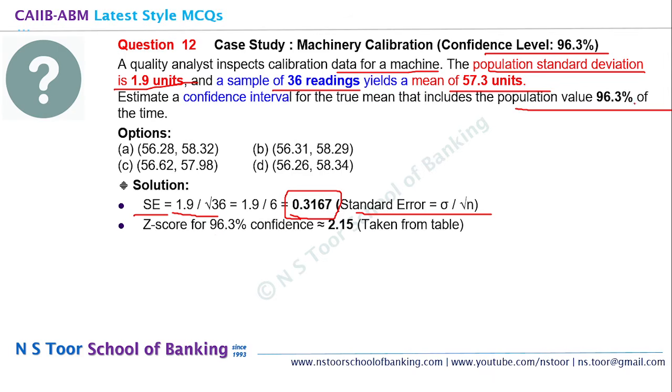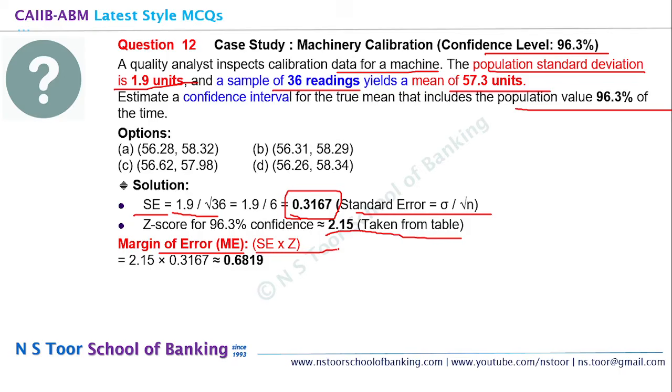Now, as usual, I told you that we have to find the Z score for 96.3%. So the Z score for 96.3% confidence is 2.15. It is ready-made, taken from the standard table. So we got the standard error, and we got Z. Now we have to go for the margin of error. So what is the formula for margin of error? Margin of error is equal to standard error into Z.